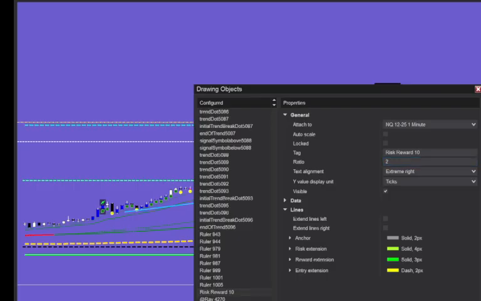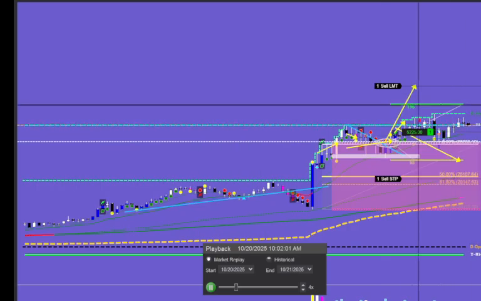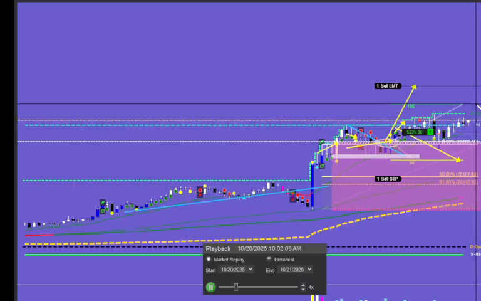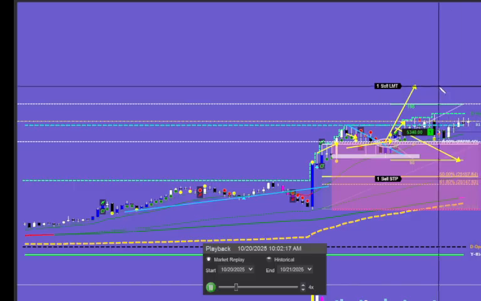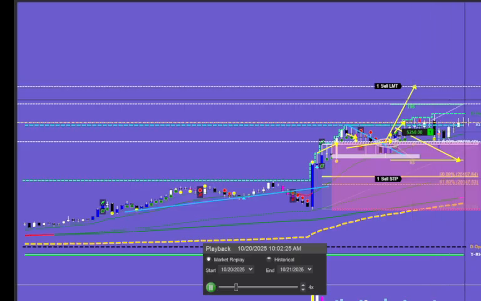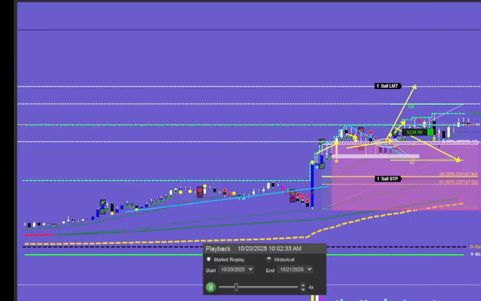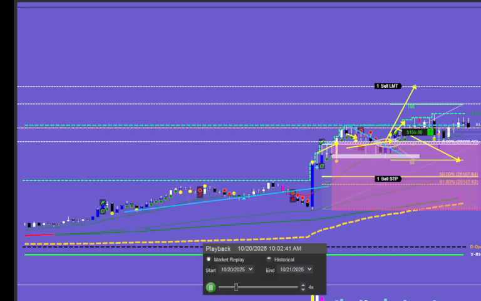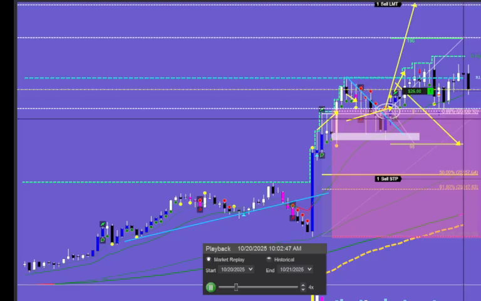Even 200% would be nice, but that'd be 200 right here. I'm gonna mark these down. 200%, that's a 2-to-1 risk reward. 2-to-1 reward to risk ratio. And that's it. Let's see what happens.